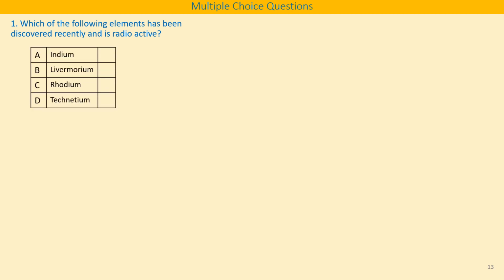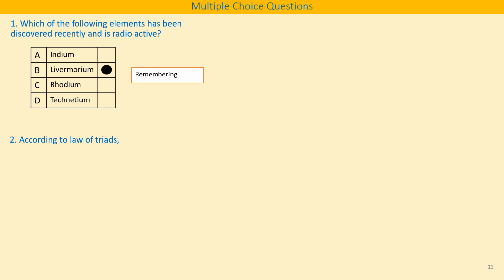Now we will answer some of the multiple choice questions quickly. Which of the following element has been discovered recently and is radioactive? So 4 options are given. Option A, indium. Option B, livermorium. Option C, rhodium. Option D, technetium. So you have to remember and mark livermorium as the correct answer.